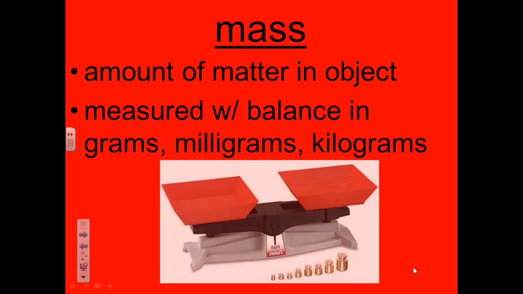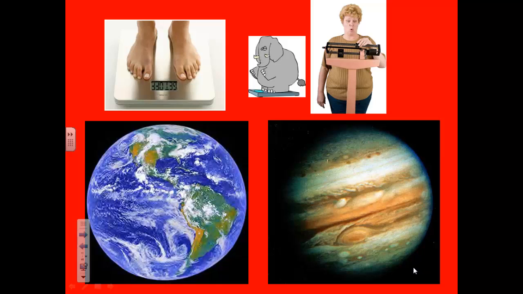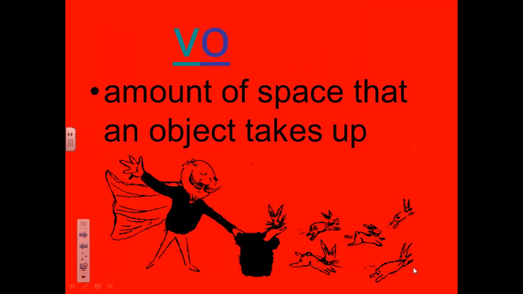Mass is measured by using a balance, often using units of grams, milligrams, or kilograms. To find mass, an object is placed on one side of the balance. Known masses are placed on the other side. When the two sides balance each other, the total mass of all the known masses equals the object's mass. Some pictures of weight measurements.